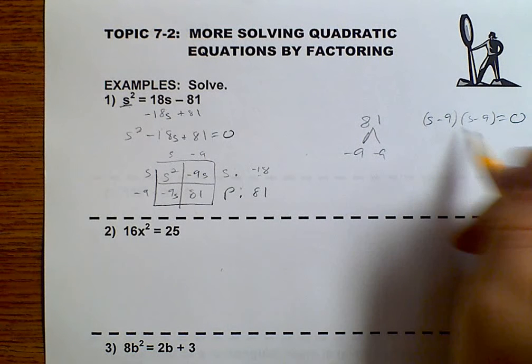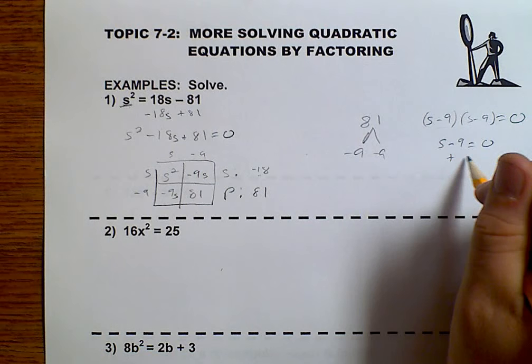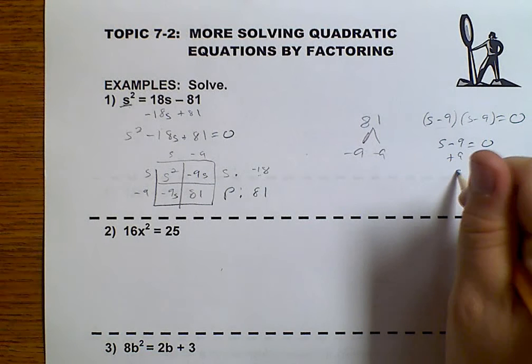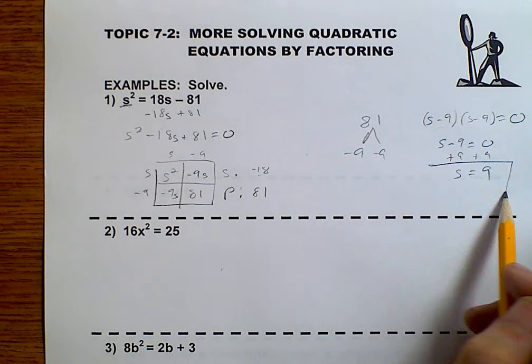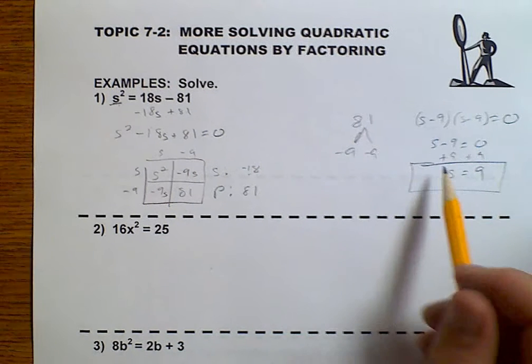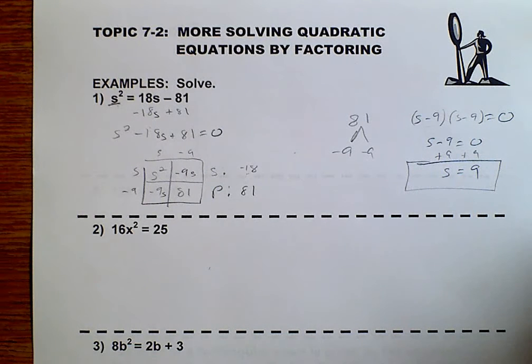Well, these are both the same, so I just set s minus 9 equal to 0. If I add 9 to both sides, I get that s equals 9. And there's only one solution to this equation. So if I'm going to solve this quadratic equation, I have just one solution. Okay?